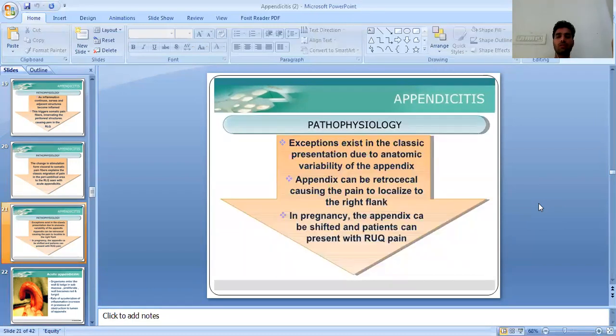This is all about part one of appendicitis, including definitions, causes, and pathophysiology of appendicitis.